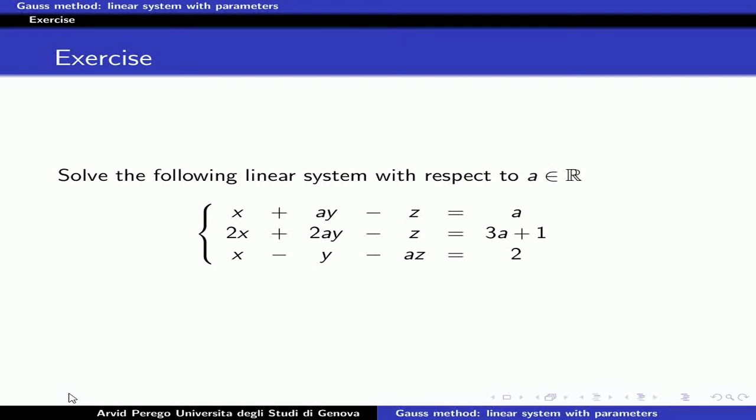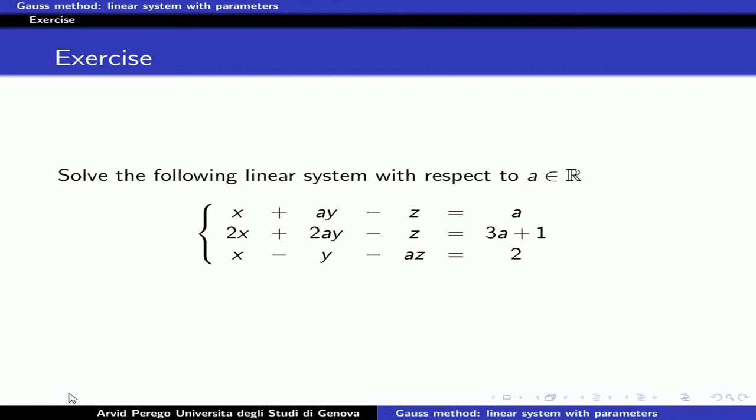As the system depends on the parameter a, we might expect that the number of solutions, and actually the values of the solutions, will really depend on the parameter a. Maybe for some particular values of a, the linear system will have no solutions. For some values of a, it will have only one solution, and for some other values of the parameter a, it will have infinitely many solutions.